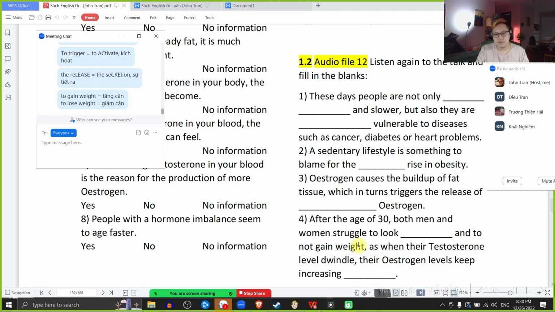As when their testosterone level dwindle, đọc từ to dwindle, dwindle. Dwindle means to decrease. Nó có nghĩa là chữ giảm thôi. When the testosterone level dwindle, their estrogen levels keep increasing something. Bởi vì khi mà mức độ testosterone của họ nó giảm thì cái mức độ estrogen của họ nó cứ tiếp tục gia tăng một cách gì đó.